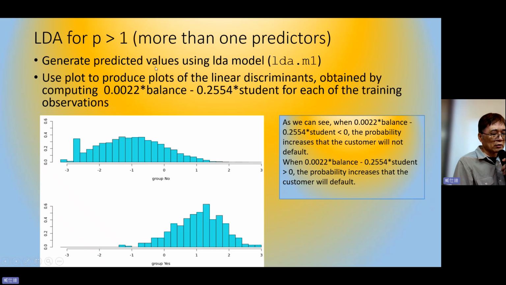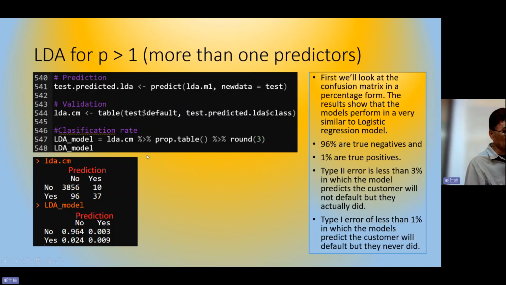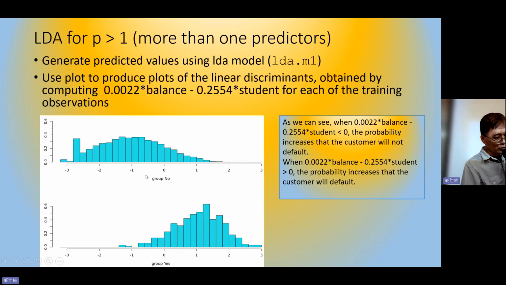So these results basically represent probability. The higher the result of this value, the higher the probability of default. So you can see the difference here. Of course, you can also regenerate the plots by yourself.